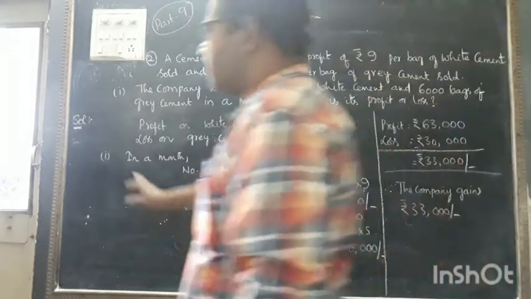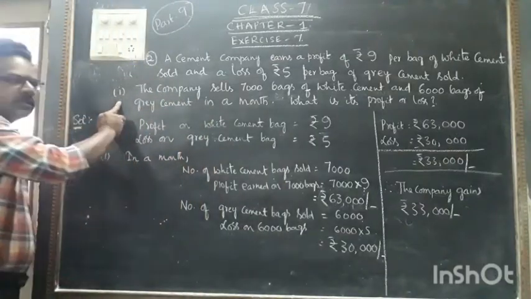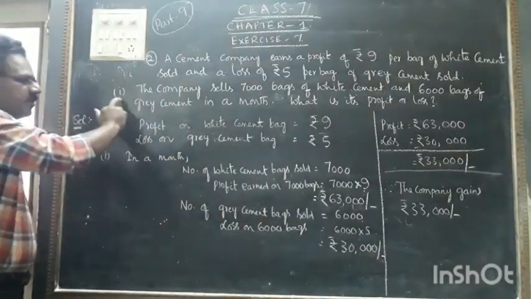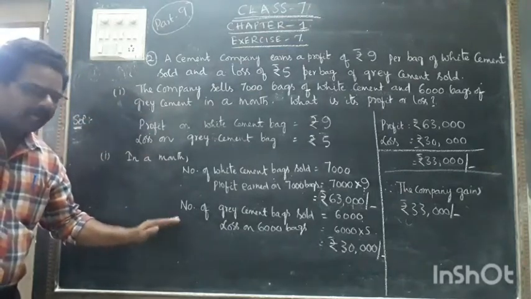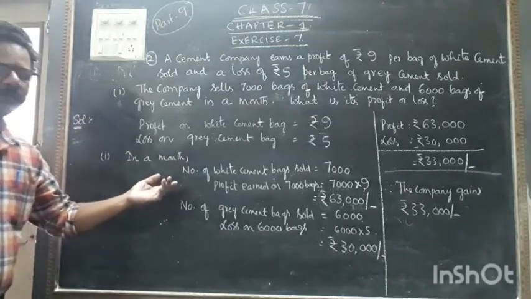Here, the first question only I explained to you. One more question is there. In the second sum, first bit I explained to you. Please copy it in the classwork. Then we shall go for the next bit. Please note down.